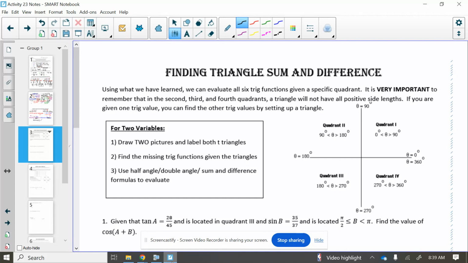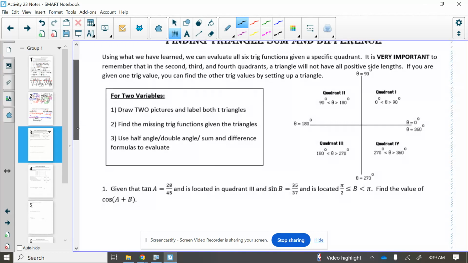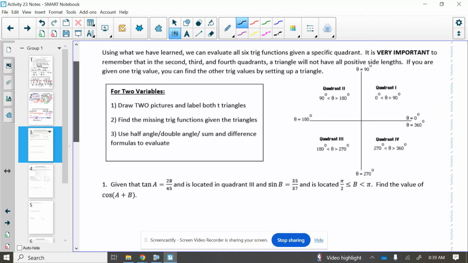Everyone, and welcome back to our sum and difference formulas in activity 23. Today we are going to talk about finding the triangle sum and difference using pictures from our graph.